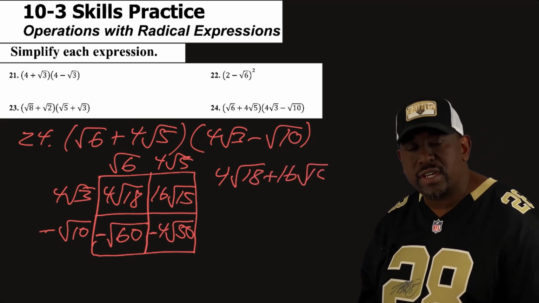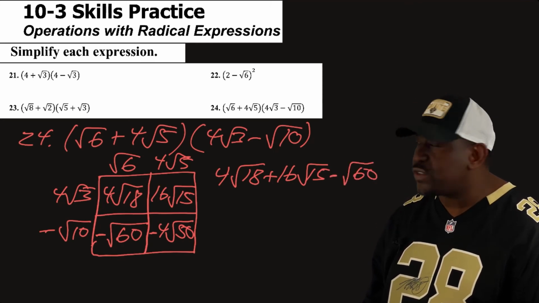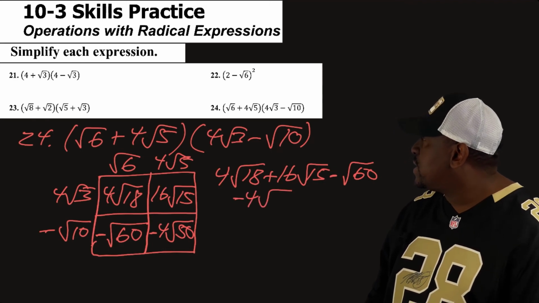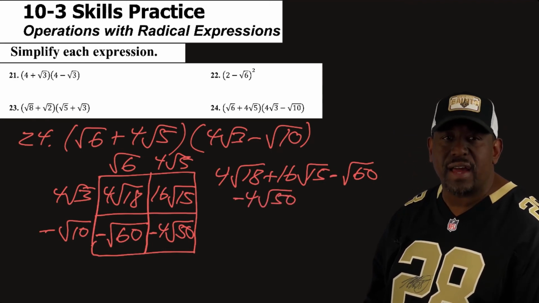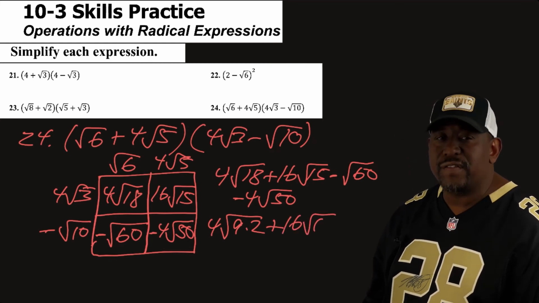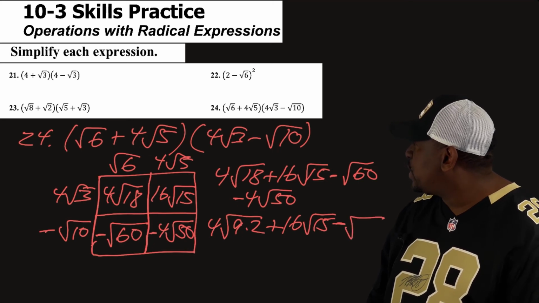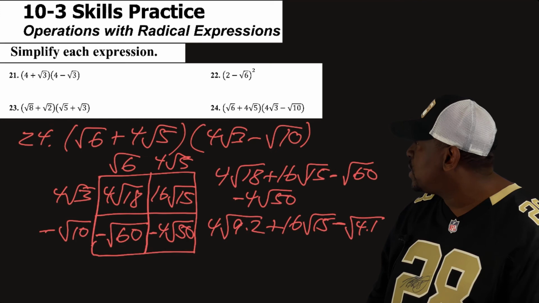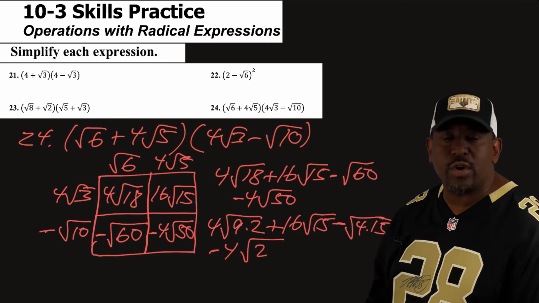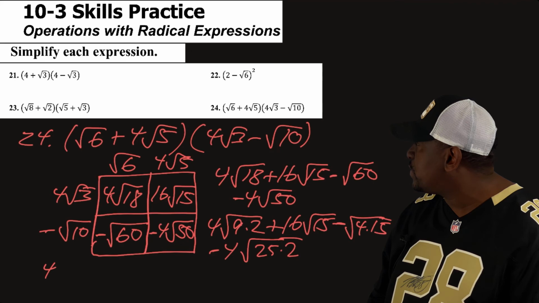Now at this point, we can simplify the perfect squares or radicals. So for instance, 18 can be written as 9 times 2. 60 can be written as 4 times 15. And 50 can be broken down into 25 times 2. So we have 4 times the square root of 9 times 2. Can't simplify the square root of 15. 60 can be written as 4 times 15, and then 50 can be written as 25 times 2.